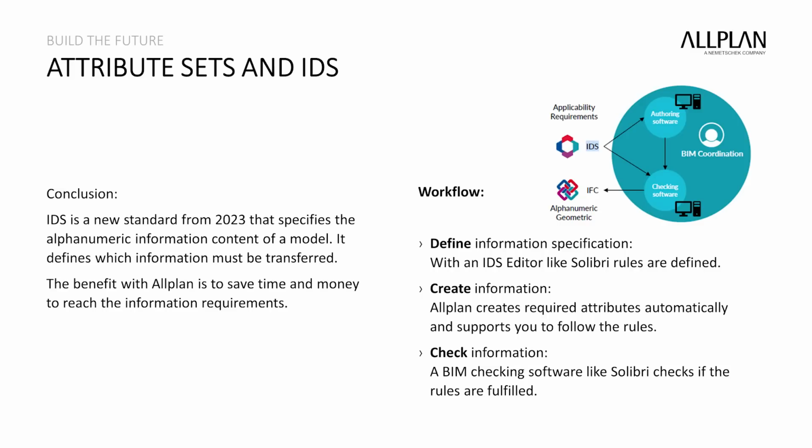To come to an end, I would briefly show you the workflow in an overview with the 3 steps. These 3 steps are: first, define. With an IDS editor like Solibri, rules are defined. This is typically done by a BIM manager, either in your office or at your client. Second, create information. ALLPLAN automatically creates required attributes and supports you a lot to follow the rules. Third, check information. A BIM checking software like Solibri checks if the rules are fulfilled. And if ALLPLAN has helped you right, the rules should be fulfilled.